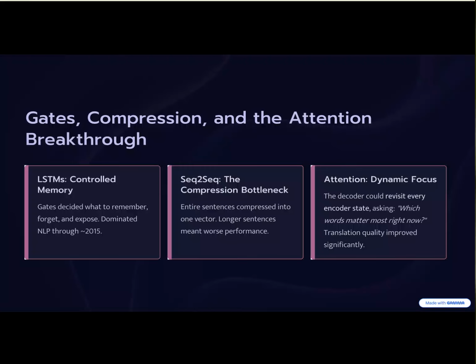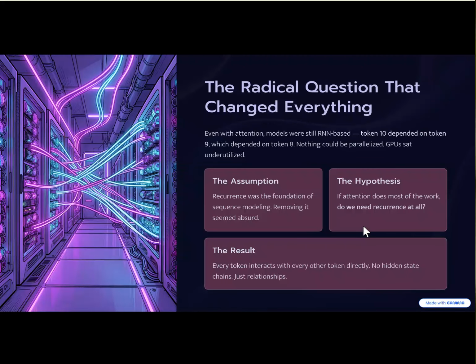But one major issue still remained, that is, the sequential computation. Even with attention, models were still based on RNNs. This meant computation remained sequential. This is the most important thing. The computation was sequential. Token 3 depended on token 2, token 4 depended on token 3. So nothing could be fully parallelized. As GPUs became increasingly powerful, the sequence models could not efficiently utilize them because of this sequential nature. So the architecture itself had now become the bottleneck.